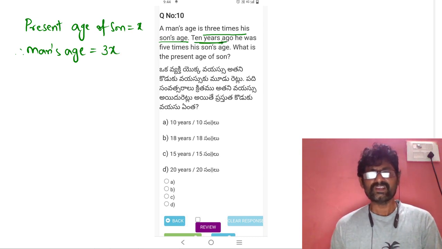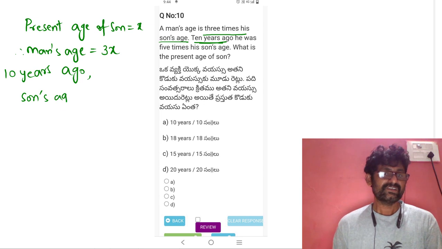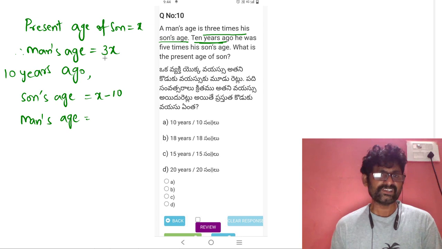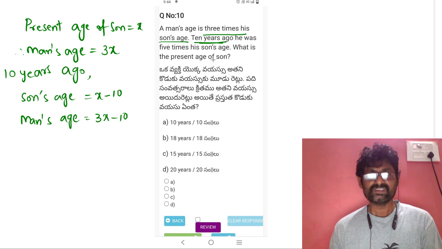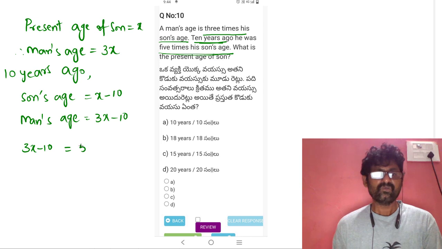Now 10 years ago, let us write it. 10 years ago, son's age will be equal to x minus 10. Then man's age 10 years ago: present age is 3x, so 10 years ago means 3x minus 10 years. Now 10 years ago he was 5 times his son's age. That means man's age 3x minus 10 is equal to 5 times son's age, that means 5 times x minus 10.